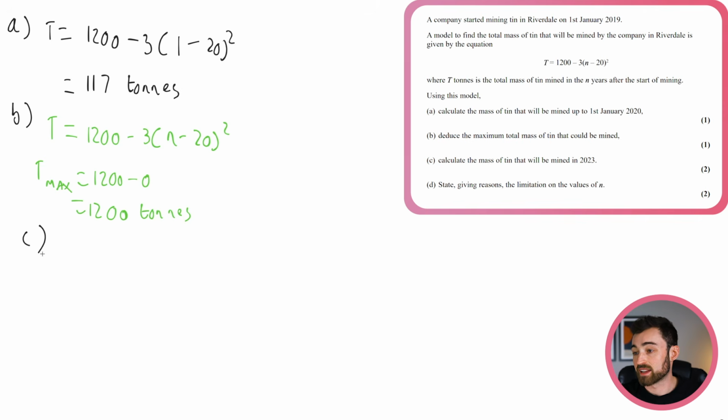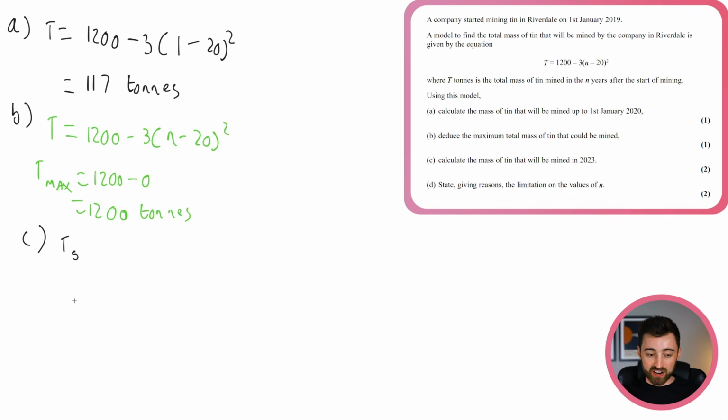Part C. Calculate the mass of tin that will be mined in 2023. Surely we just sub in... that will be mined in 2023. Okay, that's a good question, actually. Because this formula gives us the total mass, doesn't it? So 2023 corresponds to the 5th year. So you might be fooled into thinking, oh, you just work out what t is in the 5th year. But that would get us the total amount of tin that was mined up to that point. So that would be the 1st year, 2nd year, 3rd year, 4th year, and 5th year.